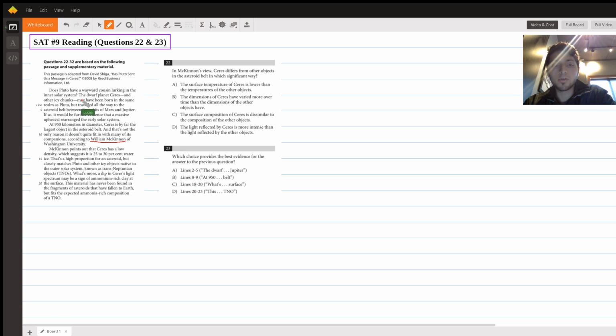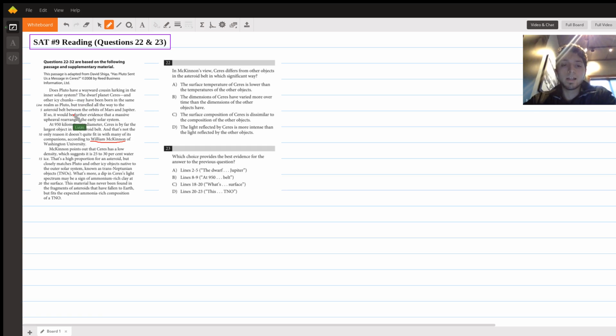First thing we do is go to lines 2 to 5. Lines 2 to 5 say the dwarf planet Ceres and other icy chunks may have been born in the same realm as Pluto, but traveled all the way, et cetera. Before we even think about what this answer choice means, we should notice that it's not from McKinnon's point of view. He's not mentioned until later. It's not inside him, so it's not going to be our answer choice. We can toss it out.